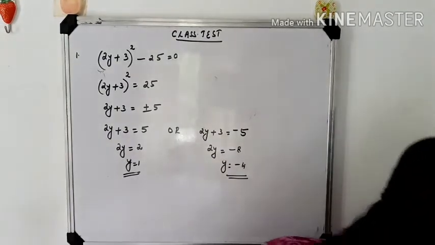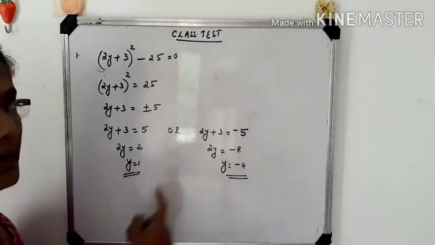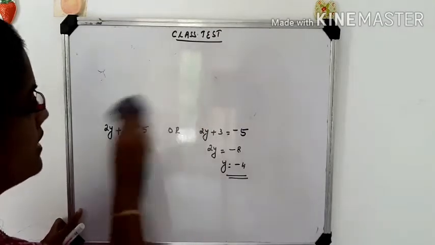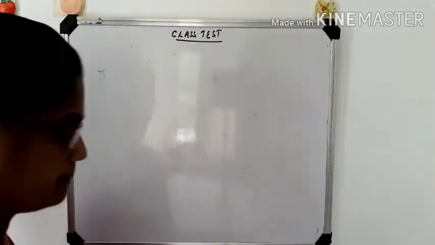So those are the two answers, and many of you made it in a different way. Many of you got −1 and +4, but that answer is wrong. The correct answer is 1 and −4, and this is the easy way to do that question.